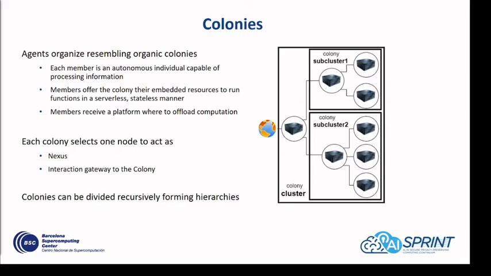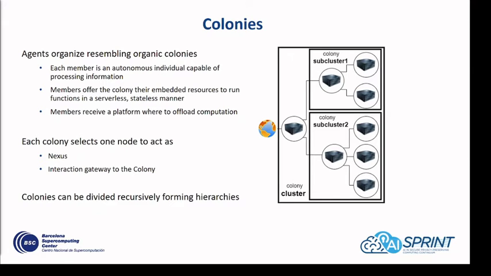Each colony selects one of its members to become its nexus. All the regular members of the colony are configured to have only one remote node, the nexus, that has the resources of the rest of the colony. Regular members will offload the computation onto the nexus, which is the only node configured to interact with all the regular members. The nexus acts as the workload balancer within the colony.